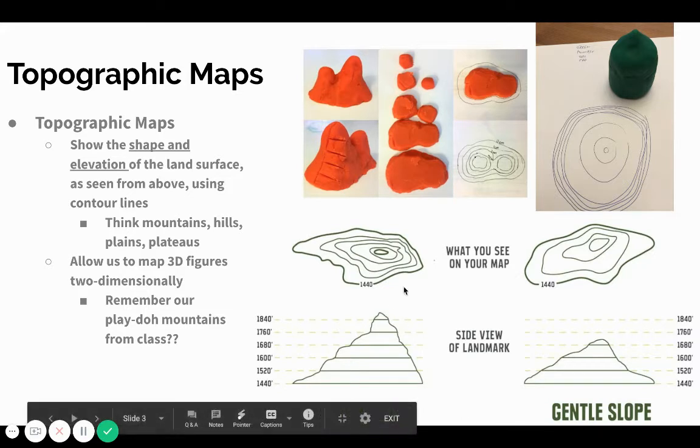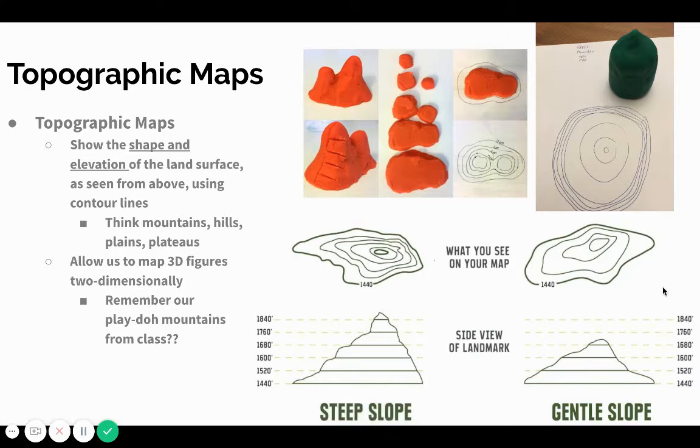Perfect observation, Jerry. Haley, what did you notice? Okay. Some lines are closer together, like we see on this steeper slope, and some lines are farther apart, like we see on this more gentle slope. Great observation, guys. Let's take a closer look at the different components of topographic maps that we just observed.